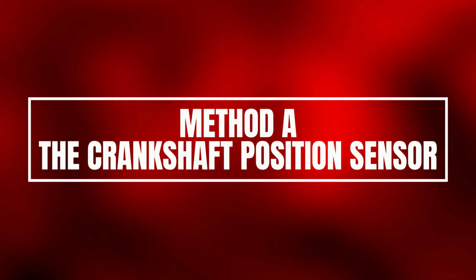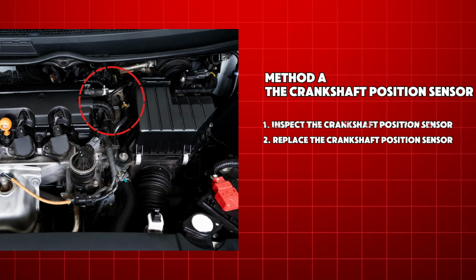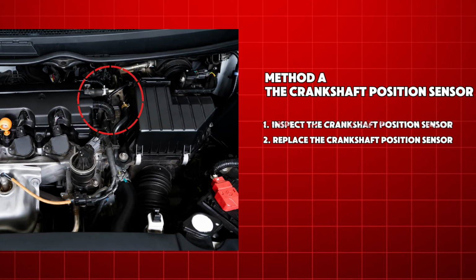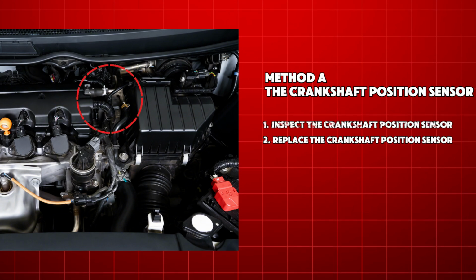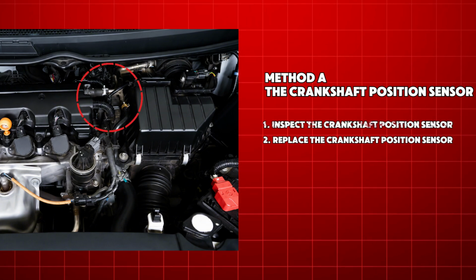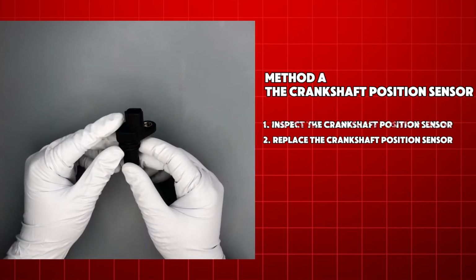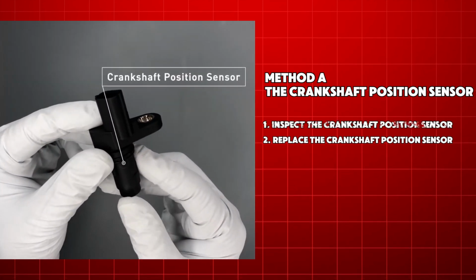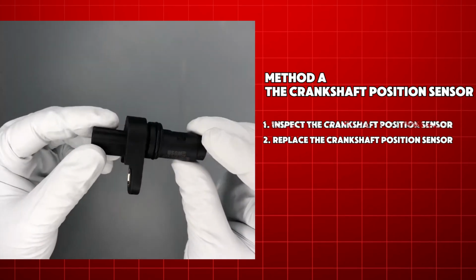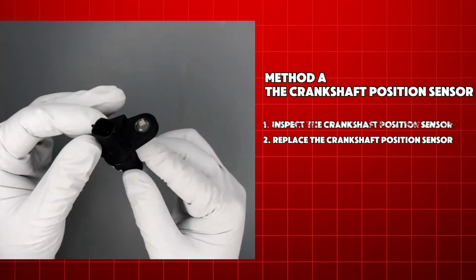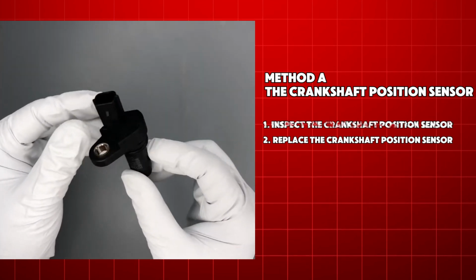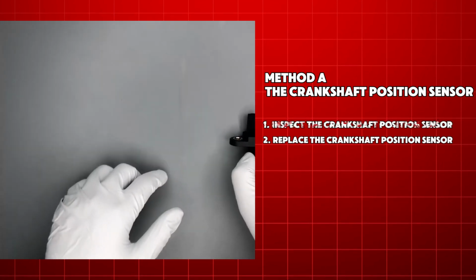Method A, the crankshaft position sensor. The crankshaft position sensor is typically located on the lower front side of the engine. In most vehicles, it's mounted near the timing cover. Start by carefully removing the crankshaft position sensor from the engine. Once it's out, inspect it closely for signs of oil, dirt, or contamination caused by leaks from nearby engine components.